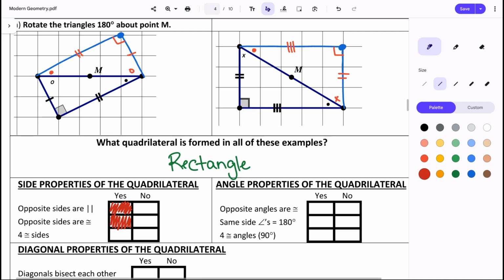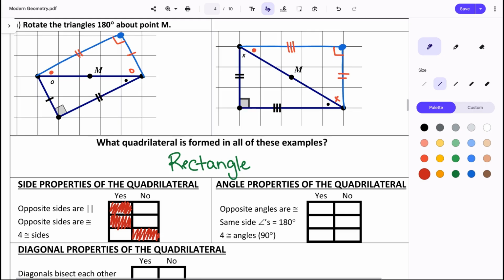All right, the third one on the sides is asking, do we have 4 congruent sides? No, not necessarily. Now, if we did have 4 congruent sides, then we're probably not dealing with a rectangle anymore. Probably dealing with a square, maybe even a rhombus. We haven't talked about that yet. Okay, but those side properties were the same as parallelograms. We didn't really change anything with that.